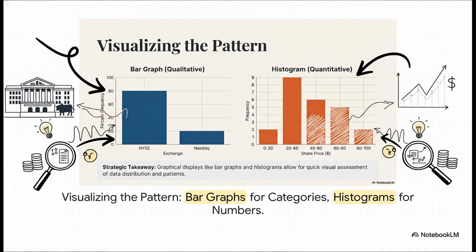And seeing your data is key. For our qualitative, categorical stuff, like the stock exchange, a simple bar graph is perfect. You can see in a second that most of the companies in our list are on the NYSE. And for the quantitative, numeric data, like share price, a histogram is your best friend. It shows you the distribution, how the companies cluster together at different price points. These charts let you see the whole story in the blink of an eye.